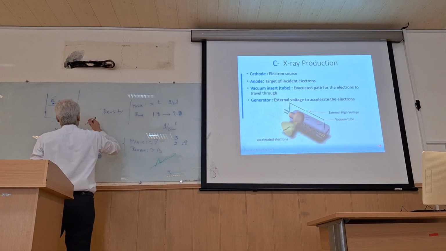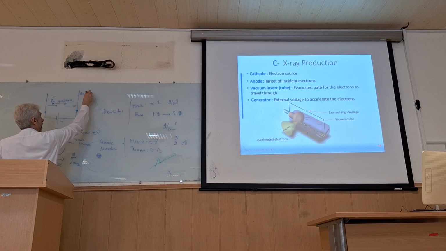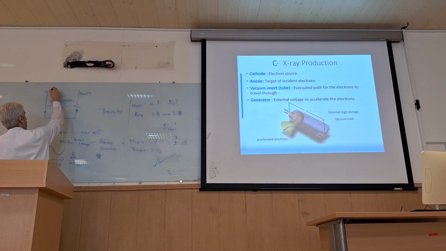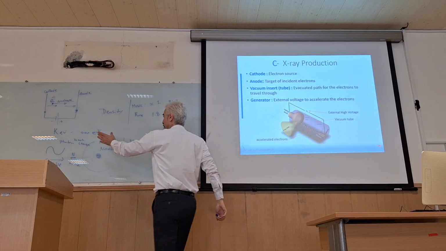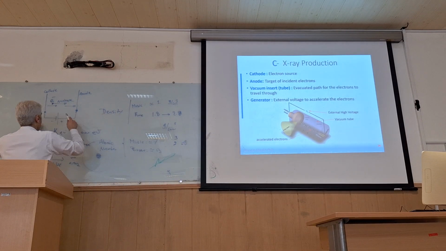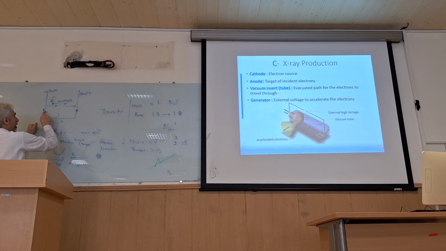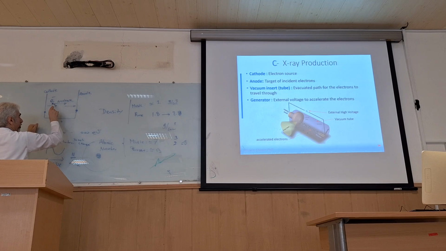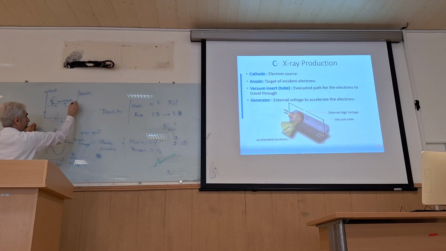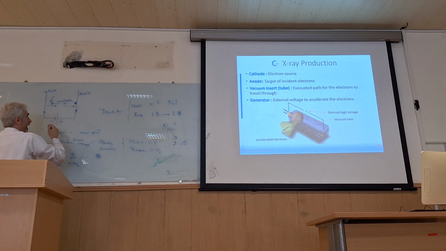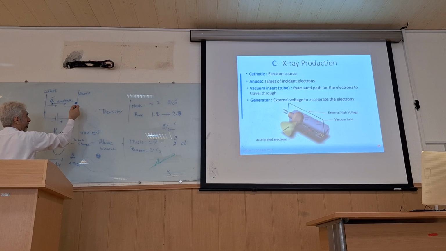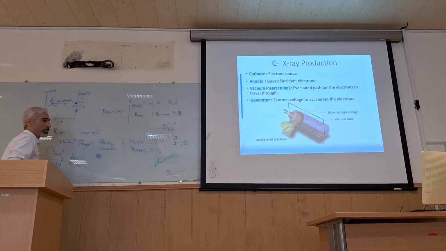We call it anode, and this is cathode. So we need a high voltage, we call it generator. We need a vacuum tube, a very clean vacuum tube, a cathode and an anode, and an electron which is accelerated. When the electron hits the anode surface, it suddenly stops, and the kinetic energy, the motion energy of the electron, is converted to heat and radiation.